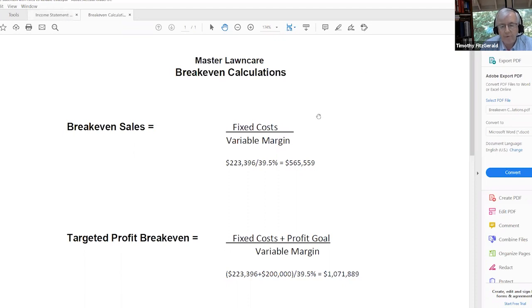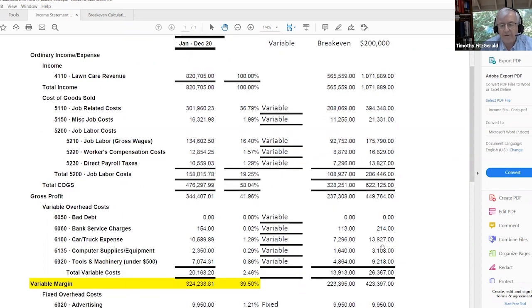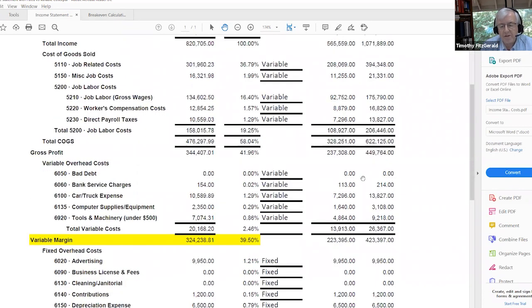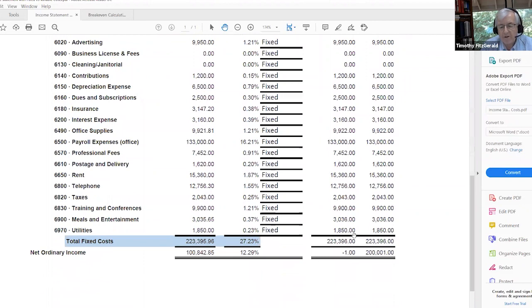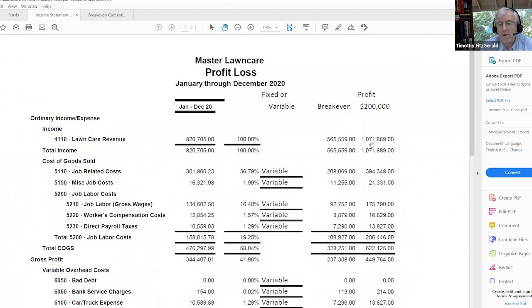And the proof of that is, when you go back over to your income statement, if I take the $1,071,000 and multiply each of these variable percentages times the $1,071,000, I come up with our costs, and come up with our gross profit. Same with these percentages times sales equals these numbers. And then I end up with variable margin of 423. My fixed costs are the same, and I ended up with a $200,000 profit. Pretty straightforward. So if I want to achieve 200,000, I have to hit $1,071,000.